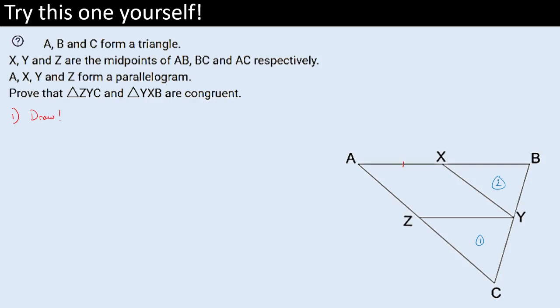Well, I know that this side and this side are going to be equal in length because X is the midpoint. That's the word I was after. So I know that AX equals XB as X divides AB in half. And I know that ZY is equal to AX, which is equal to XB, because ZY and AX are opposite sides of a parallelogram.